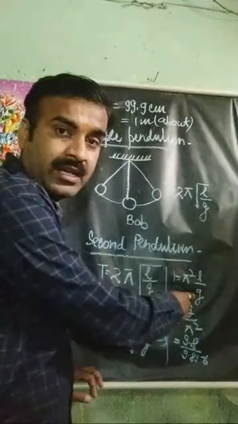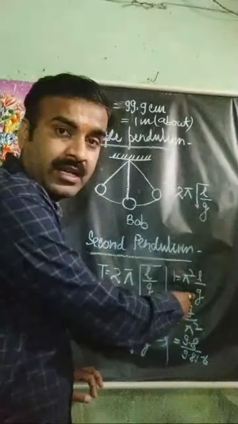Okay, here we have 1 equals 2π under root L by g. So square both sides. Once we square both sides, we will get 1 equals π square L by g. So L equals what? g upon π square.